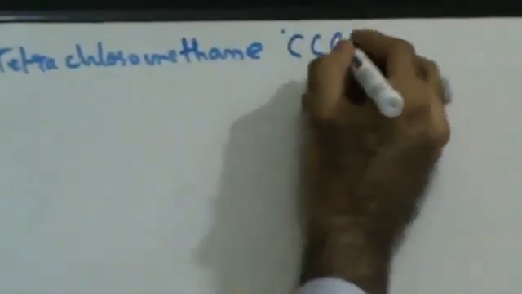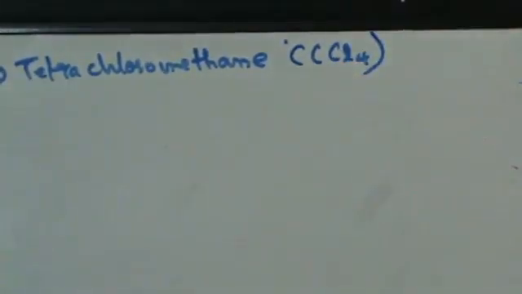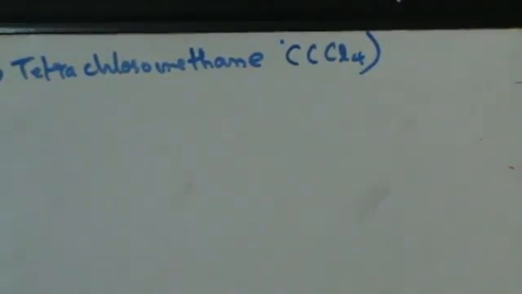Tetrachloromethane, which is CCl4. It is a colorless volatile liquid having a characteristic odor and it is soluble in air. Where do I use tetrachloromethane? It is used as a propellant for aerosol, in the manufacture of refrigerants, in fire extinguishers, as a cleaning liquid, and for dry cleaning. It is used to kill pesticides, insects which are stored in the grains. So those are the uses of tetrachloromethane.